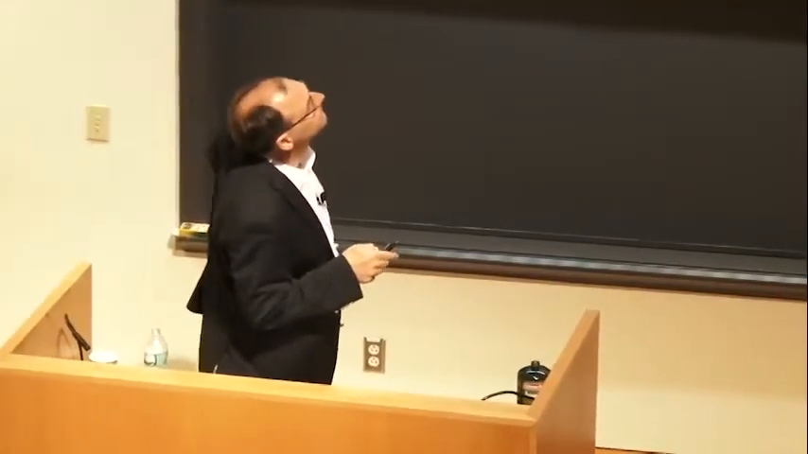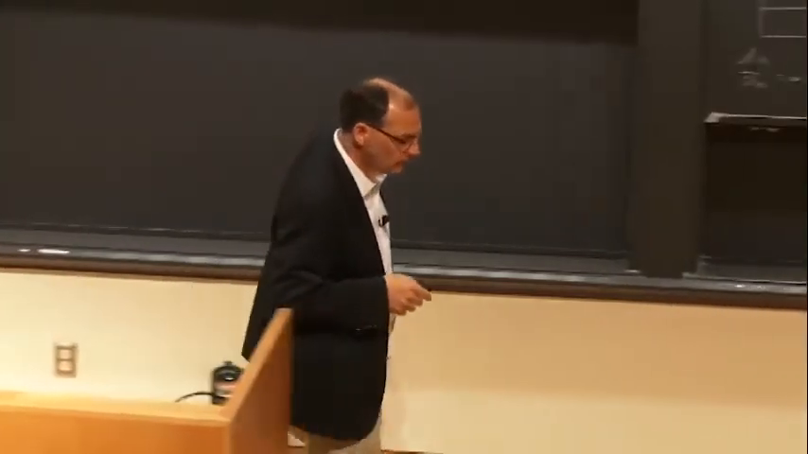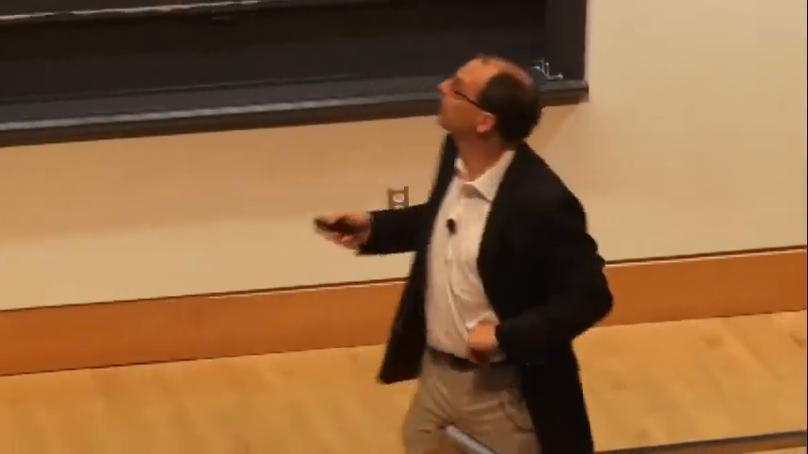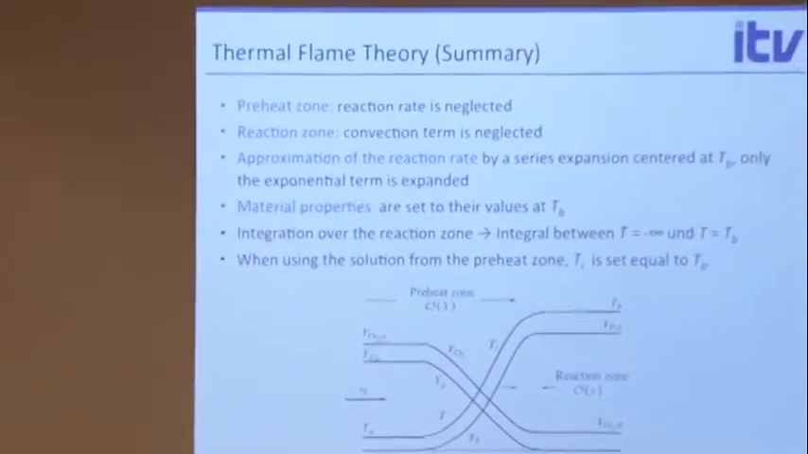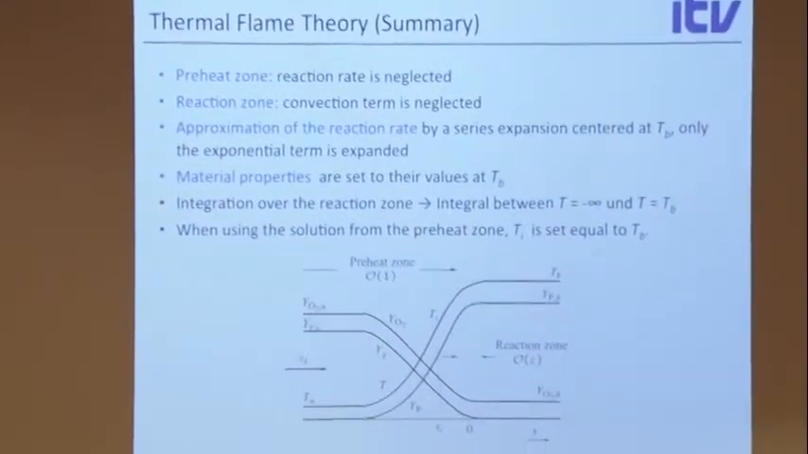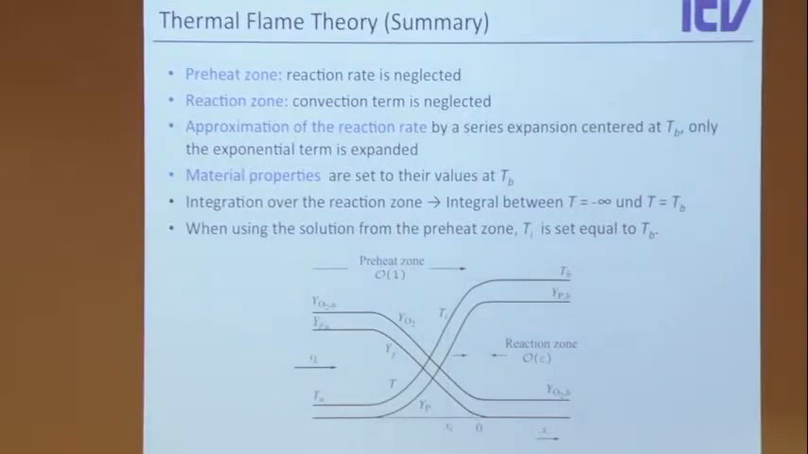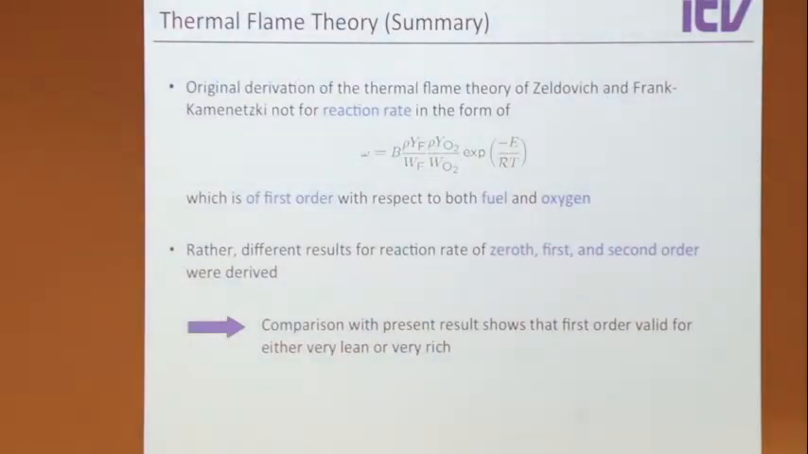Okay? So, see what this says here. So this is just a summary again of the assumptions. Preheat zone, we neglected the reaction rate. Reaction zone, we neglected the convection term. And we made some approximations. I mean, you can go through this. We just talked about this. But these are all the assumptions we made.